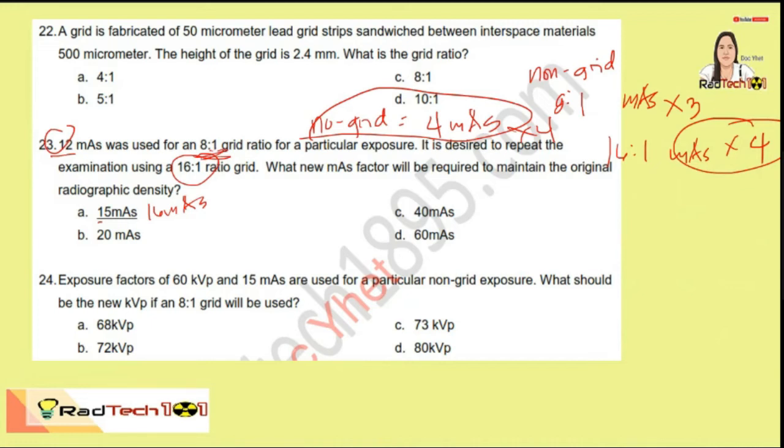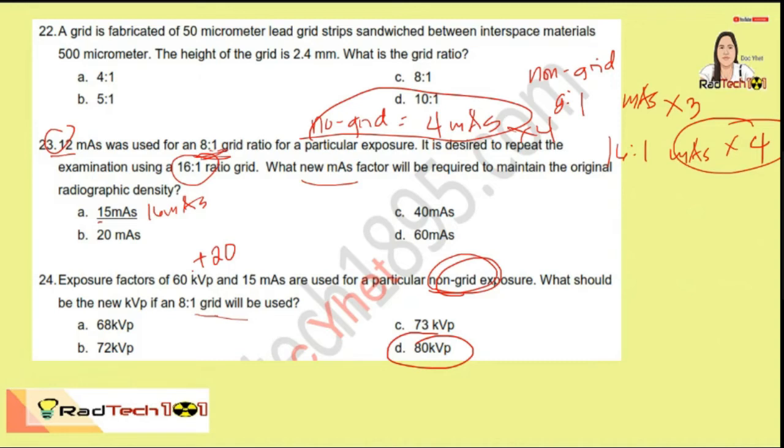So, next, exposure factors of 60 kVp and 15 MAS are used for a particular non-grid. Kapag gumamit tayo ng 8 is to 1, what will be the new kVp? Kanina, MAS yung nag-change natin. So, what is the new MAS? Ito naman is grid. Kapag 8 is to 1, we simply add from non-grid na kVp, so we will add 20. So, that is 80 kVp. Yung mga conversion factors na sa MAS, makikita yan sa Bushong or meron din sa Cahoon's formulating techniques. Yung name ng book is Cahoon's formulating technique something.